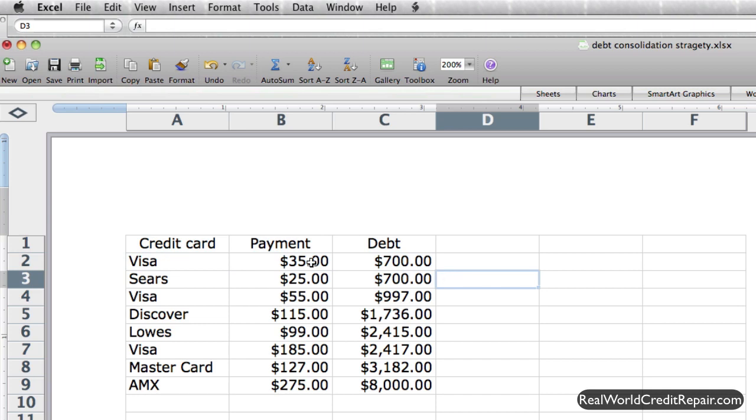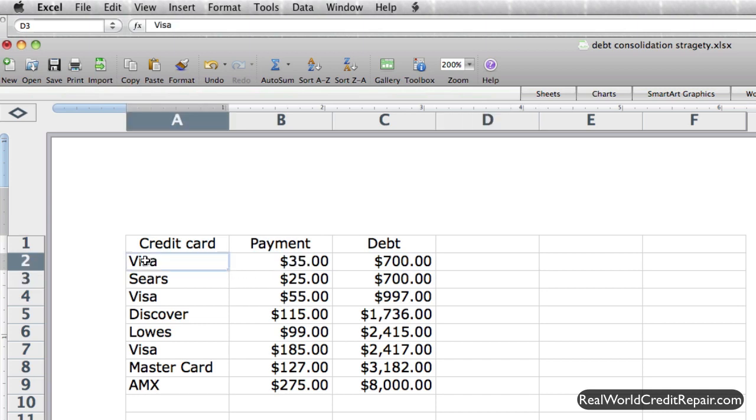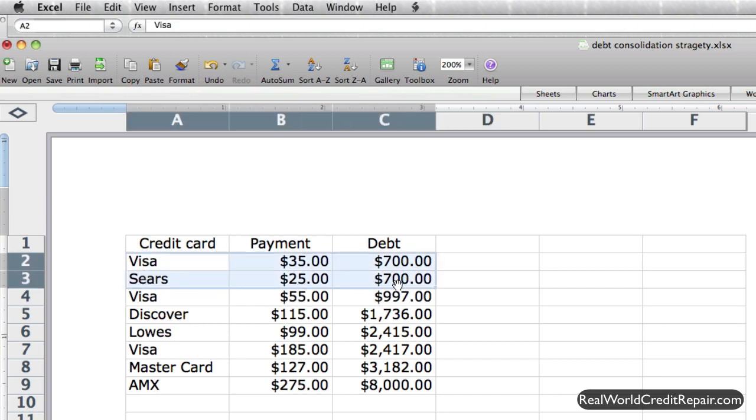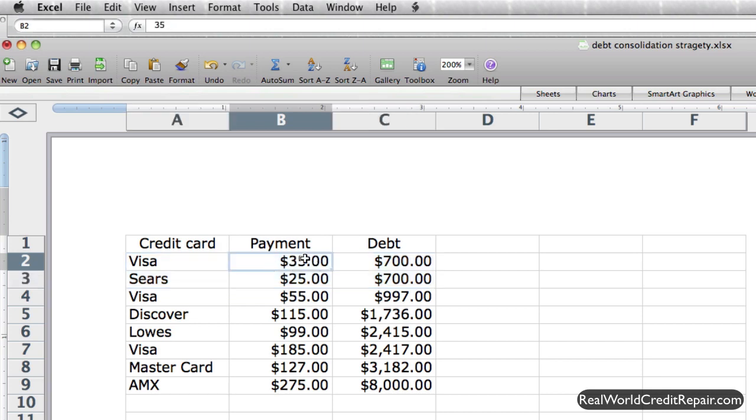Now you also notice, because of how I sorted the columns, if I compare the Visa and the Sears, both of these have a $700 outstanding total debt. But if we notice, the Visa has a $35 monthly payment, whereas the Sears is only $25. So if I only have $700, the Visa saves me more money. Now that is why you want to organize your debts in this fashion.